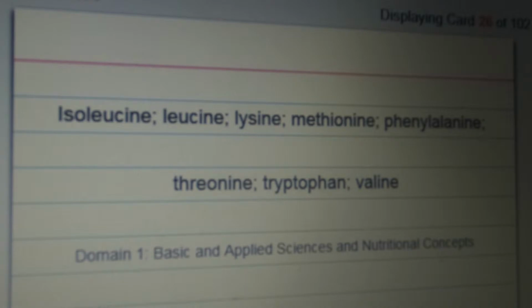Isoleucine, leucine, lysine, methionine, phenylalanine, threonine, tryptophan, and valine. Say that 5 times fast.